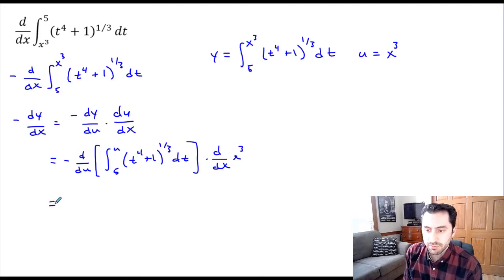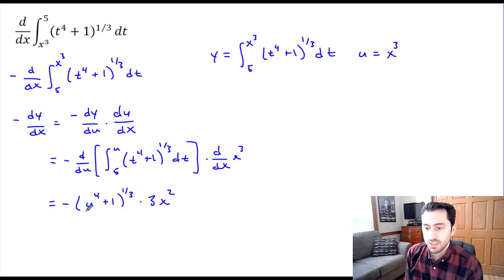Now let's keep going. The first piece here, what I have all in brackets, I'm going to take the derivative of that. This is part 1 of the Fundamental Theorem of Calculus. So if I take the derivative of an integral, basically they undo each other, and then I can just plug in this variable instead of t. So I still have my negative sign, and then I'm going to have u to the 4th plus 1 to the 1/3 power. The dt goes away now. And then we're also going to have the derivative of x cubed with respect to x. So using the power rule, that is 3x squared.